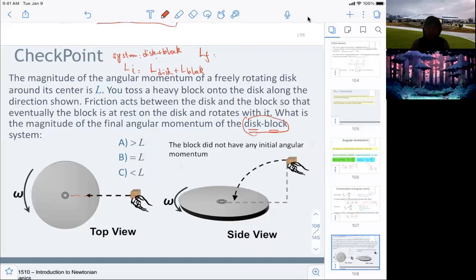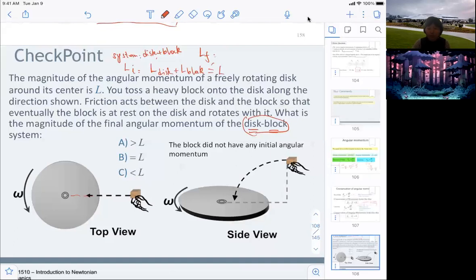However, the block did not have any initial angular momentum. The disc is rolling, the block is not. So the initial angular momentum of the entire system is just that of the disc. So it's really only L. That's it.